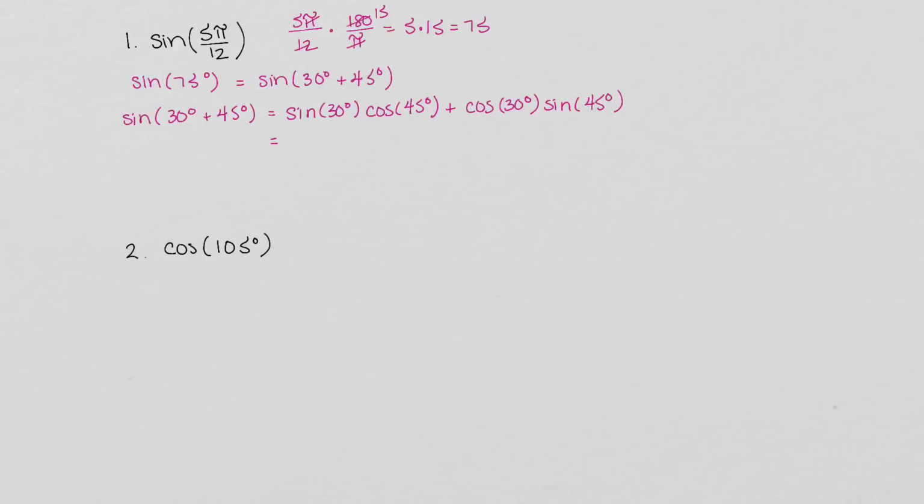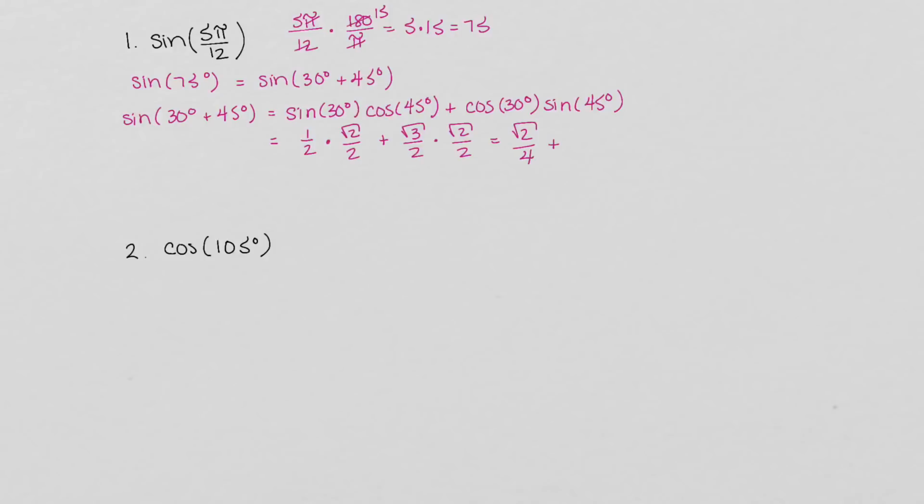So sine of 30 degrees is 1/2, and cosine of 45 degrees is root 2 over 2. Then we're going to add cosine of 30 degrees is root 3 over 2, and sine of 45 degrees is root 2 over 2. And so then I'm going to multiply the 1/2 and the root 2 over 2. And when I do that, I get the square root of 2 over 4.